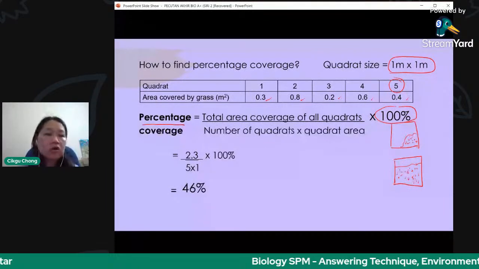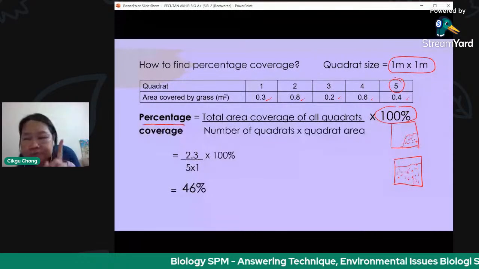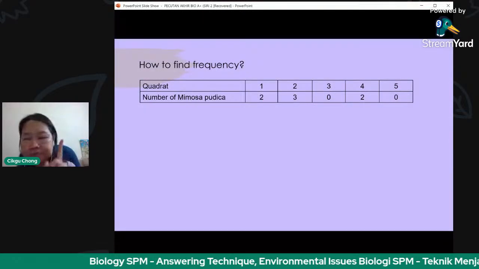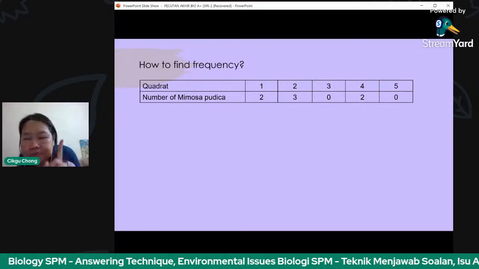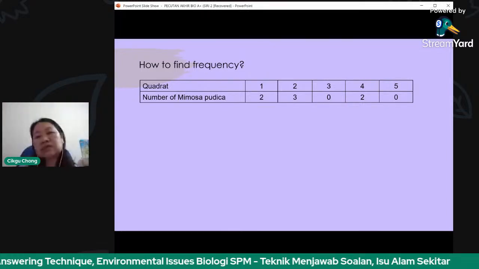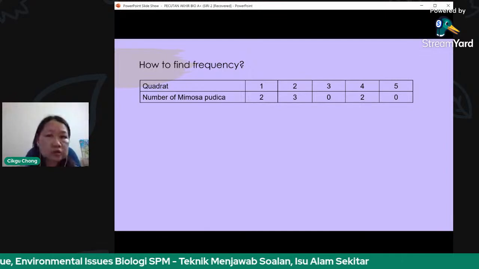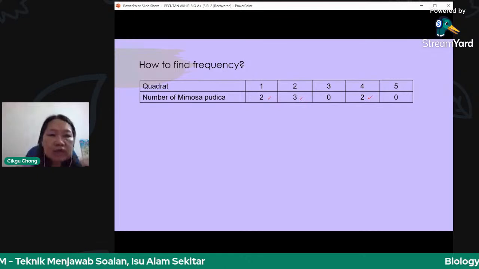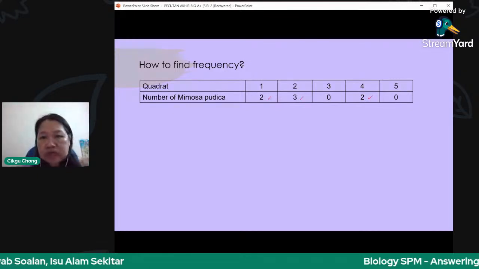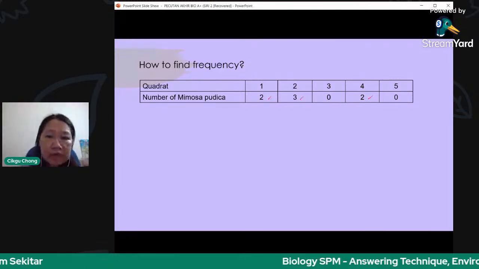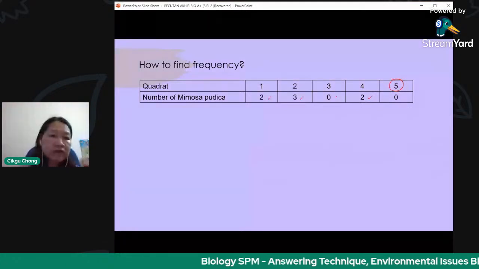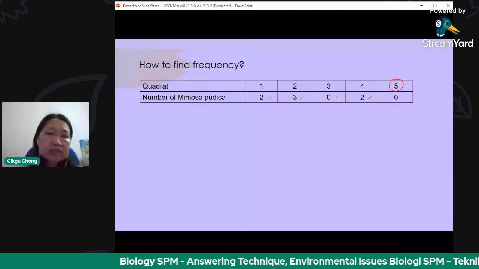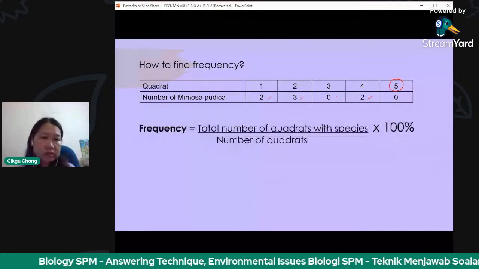Okay, one more before I go on to today's essay. How to find frequency? Another thing I ask you is frequency. Now, this is one question which students usually get wrong because they tend to add all this up together, and then you divide by the number, there are 5 quadrats, and then divide by whatever. That is not frequency, okay? Frequency, you use this formula: total number of quadrats with species.